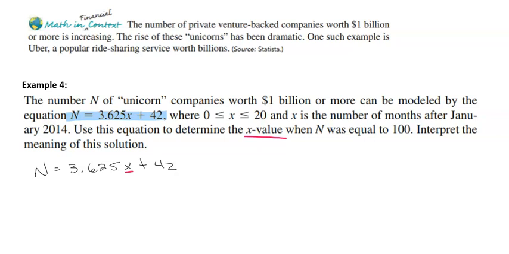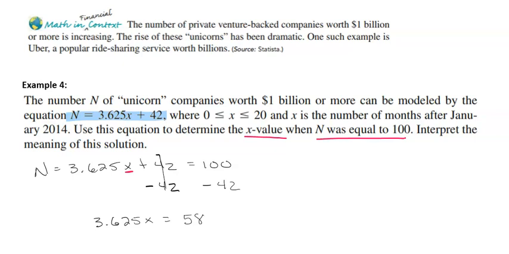When n was equal to 100, there were 100 unicorn companies. So we're going to set this equal to 100 because that's what n is. Or you can come down below here and write 100 equals and do it that way. It doesn't matter. All right, so we're going to solve for x, which means first we have to do addition and subtraction since there's no parentheses on this one. And we get the 42 subtract out, and we get 3.625x equals 58.